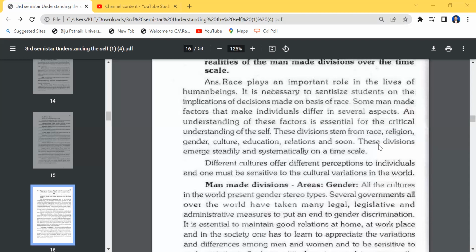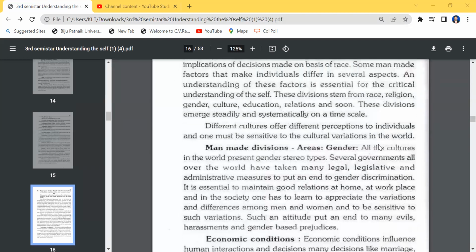Man-made divisions: areas of gender. All cultures in the world present gender stereotypes. Several governments all over the world have taken many legal, legislative, and administrative measures to put an end to gender discrimination. It is essential to maintain good relations at home, at the workplace, and in society. One has to learn to appreciate the variations and differences among men and women, and be sensitive to such variations.